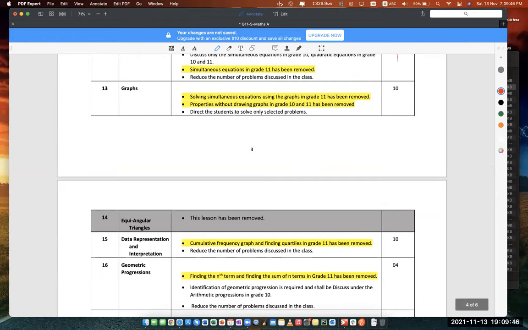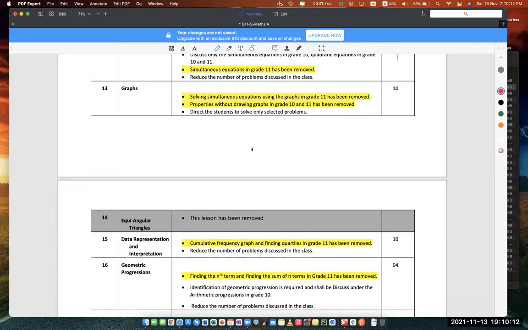Okay, then next one, solving simultaneous equations using graphs in grade 11 has been entirely removed. The drawing of the graph part will be there as it is. But you can draw two graphs and solve simultaneous equations by using the graph. That part is entirely removed. If you can draw the graph, that's okay.